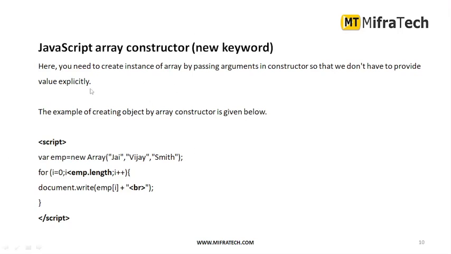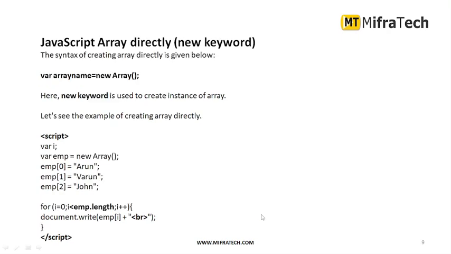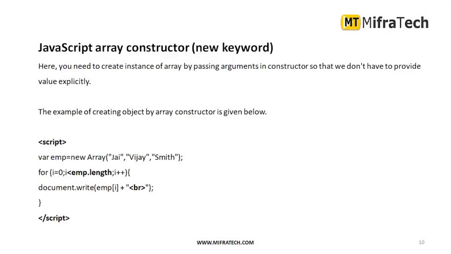JavaScript array constructor. Here you need to create an instance of array by passing arguments in the constructor so that we don't have to provide a value explicitly. The example of creating an object is here, the script where emp is a new array, for i equals 0, i less than emp dot length, i plus plus. The document write in the last script and the same script has been the same, but we are creating separate values with the index 0, 1, 2, emp referring to emp 0, emp 1 and emp 2. Here we are giving emp new array equals Jai, Vijay and Smith.